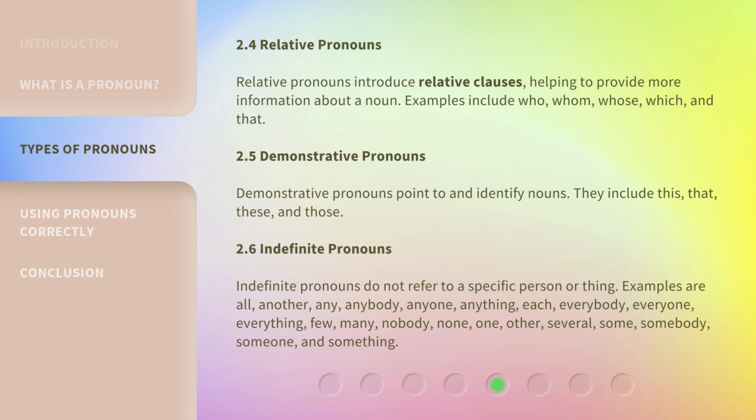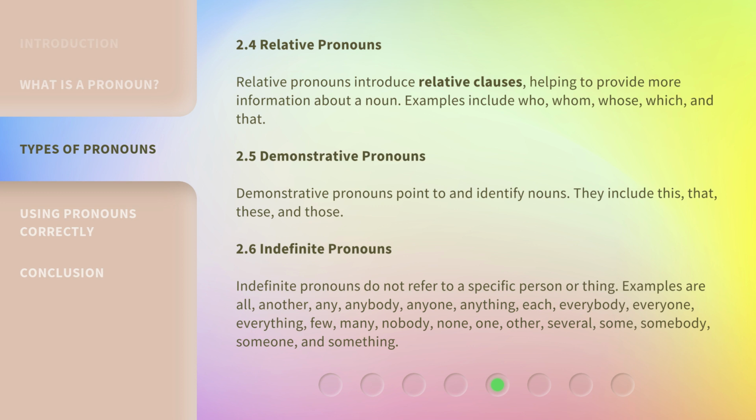2.4 Relative pronouns. Relative pronouns introduce relative clauses, helping to provide more information about a noun. Examples include who, whom, whose, which, and that. 2.5 Demonstrative pronouns. Demonstrative pronouns point to and identify nouns. They include this, that, these, and those.